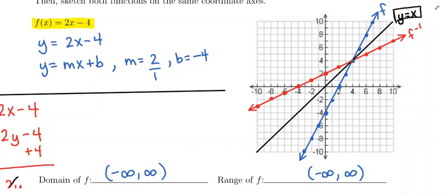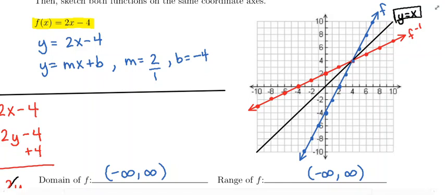Okay, so what you're seeing here, the black line is y equals x. If you fold the sheet of paper along that black line, then the blue line and the red line will lie on top of each other. They are symmetric about this line y equals x. That is a characteristic of any function and its inverse. If you graph them on the same grid, they will be symmetric about the line y equals x.